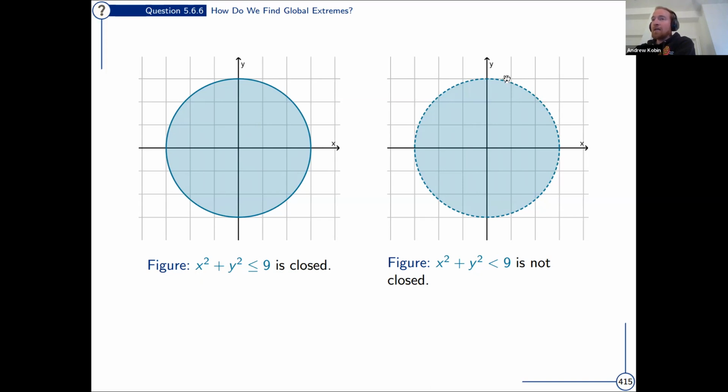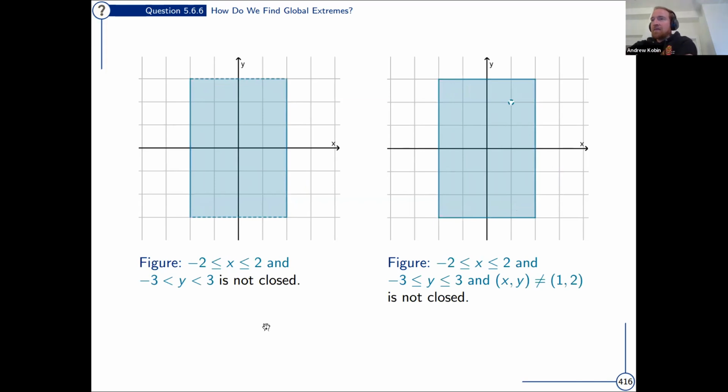On the other hand, if we failed to account for those boundary points, if we drew a dashed circle but still included the interior, this would correspond to the strict inequality where the distance squared is strictly less than 9, or these points are strictly smaller than 3 units away from the origin. This is not a closed set, even though it's still bounded. So it's not closed because we missed some boundary points.